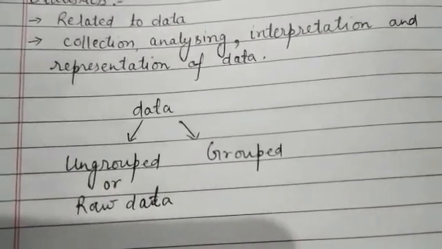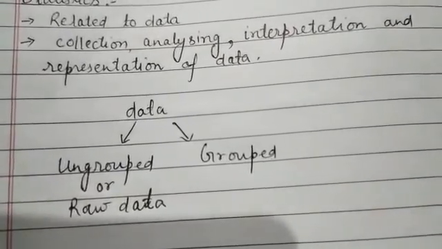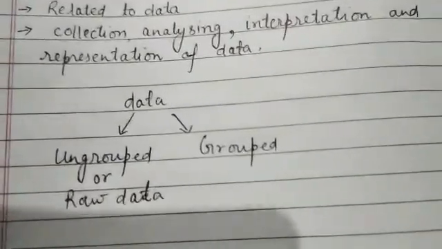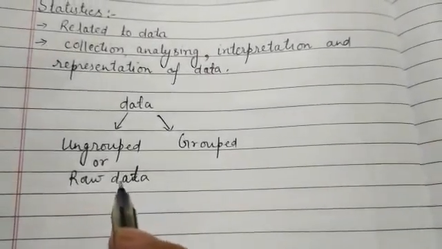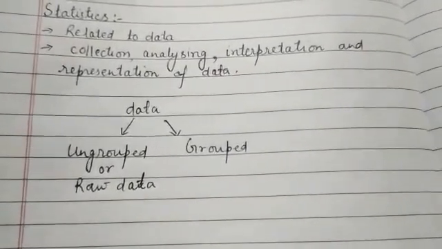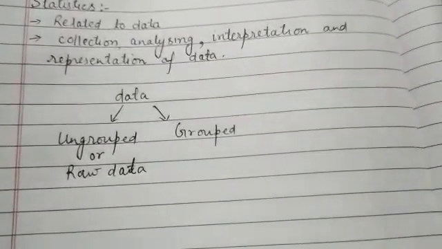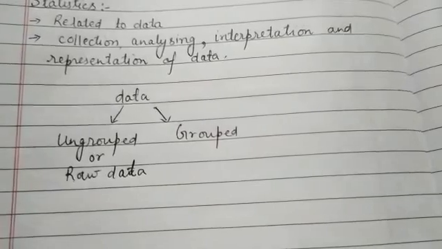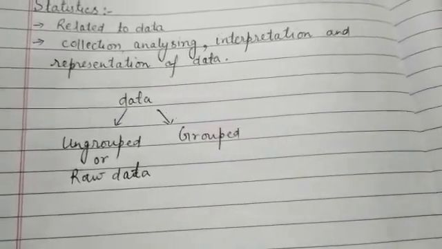Ungrouped data is also known as raw data, and the second type of data is grouped data. In this chapter we will learn different methods to represent the data and to calculate some important values that we need in our daily lives.